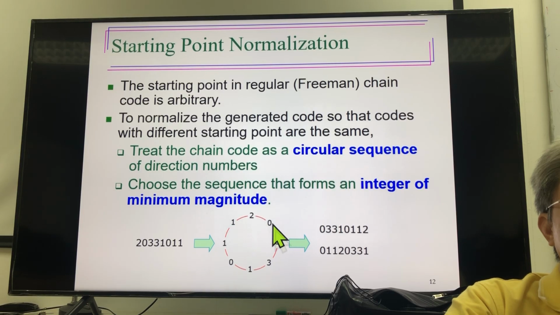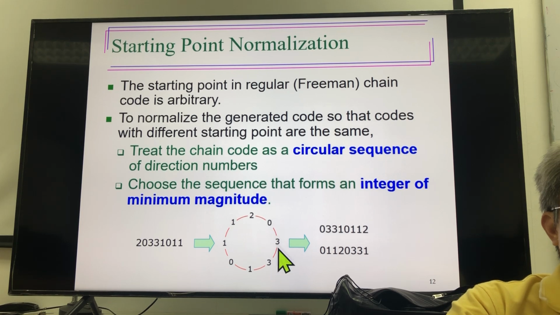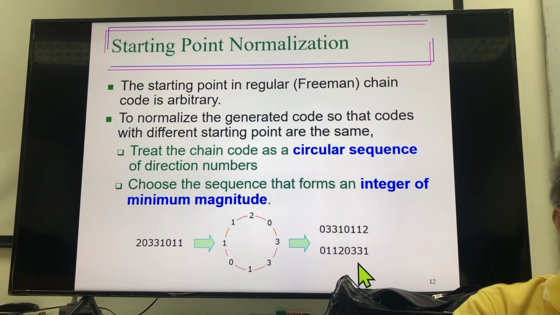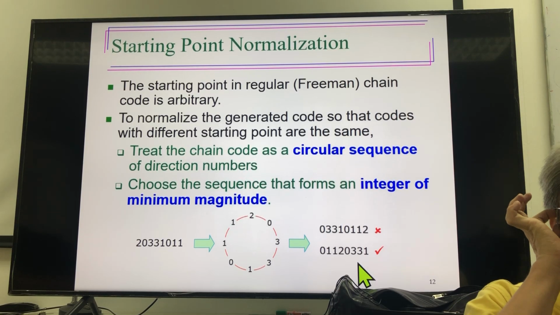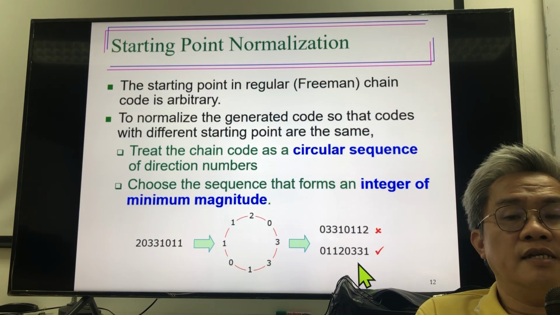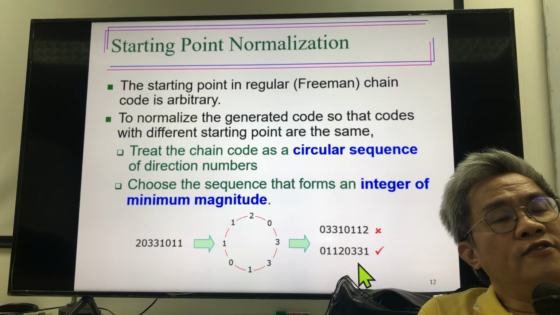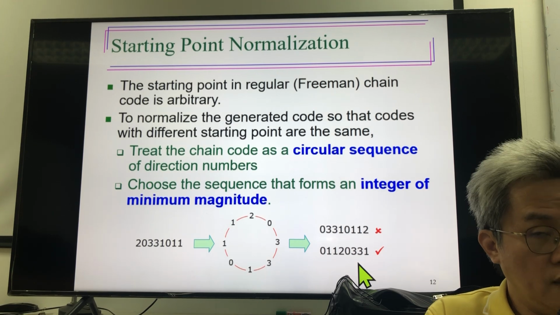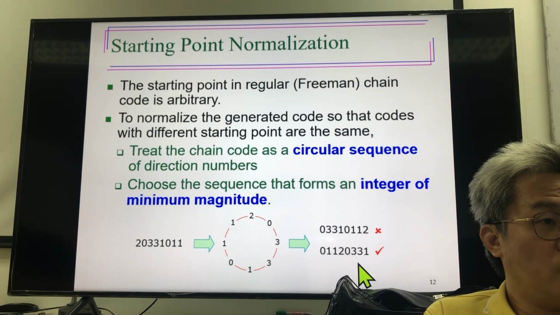So it could be 0 0 1 3 3 1 0 1 1 2, which is this one. Or it could be 0 1 1 2 0 3 3 1, which is this one. Which one of these has the smaller magnitude? The second one. Yeah, the second one is the smallest magnitude. So in this case, we say this shape can be represented by the smallest one. So if I offer you this shape, everyone else would get the same chain code, if we agree on this rule.